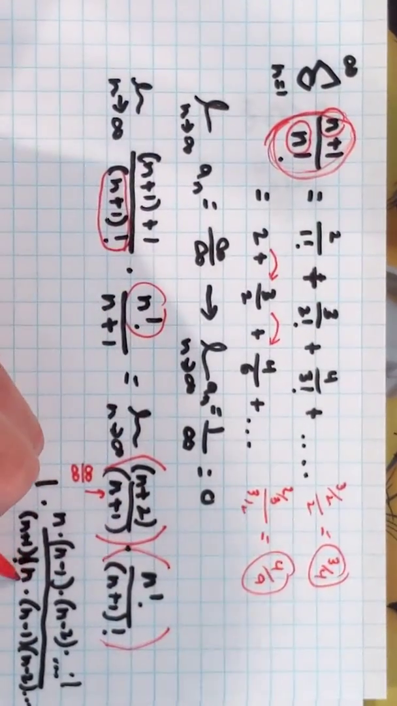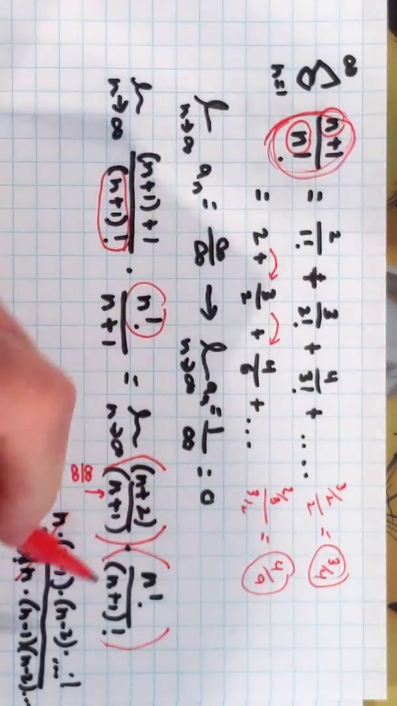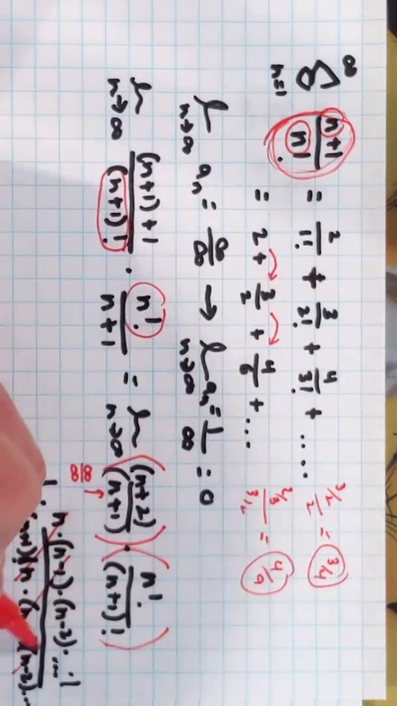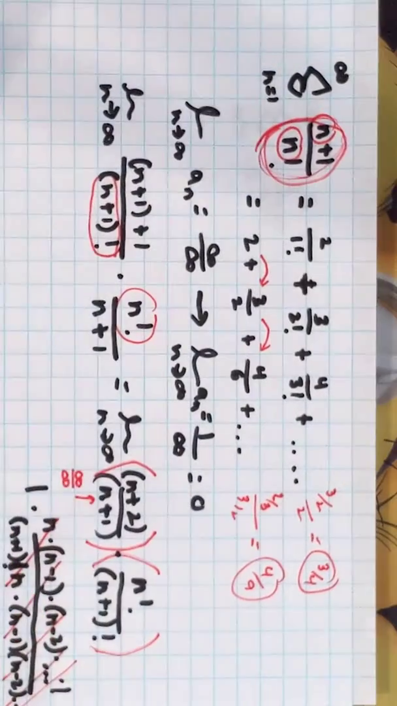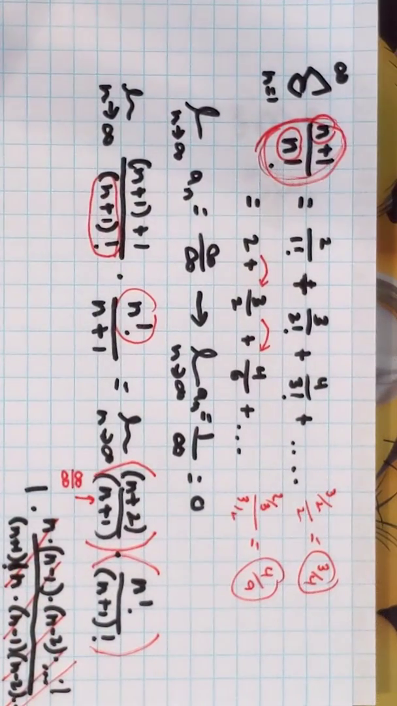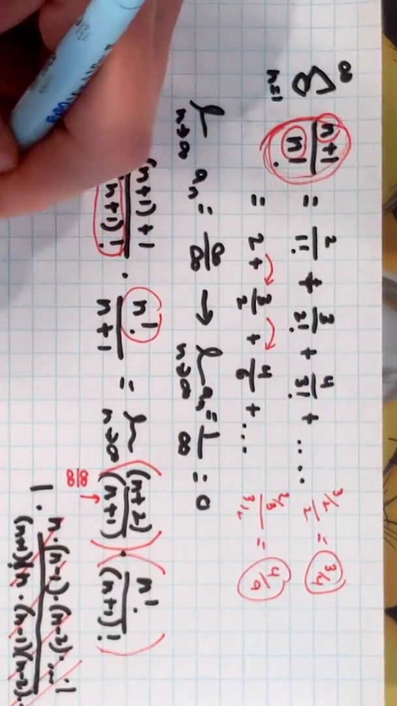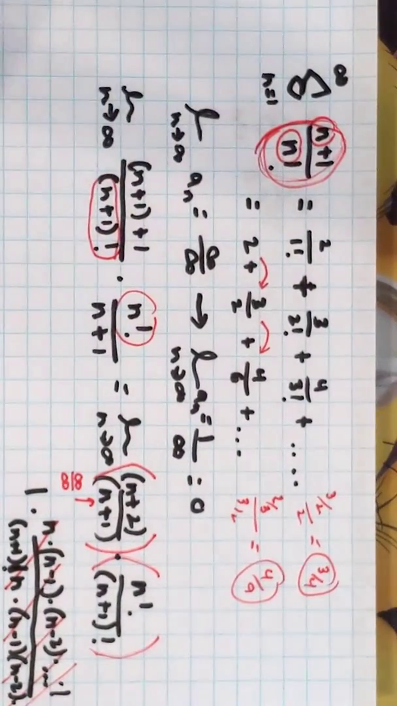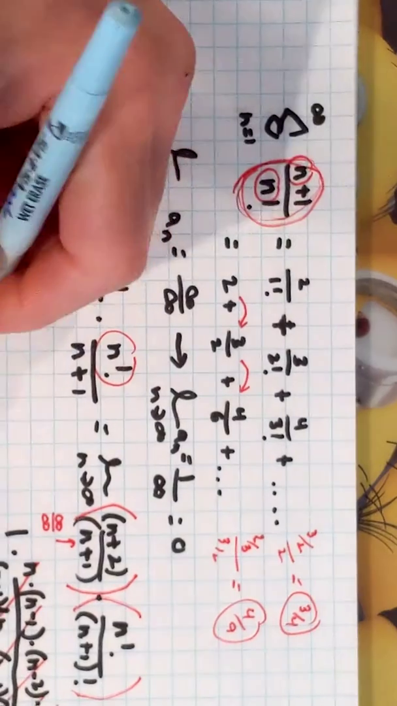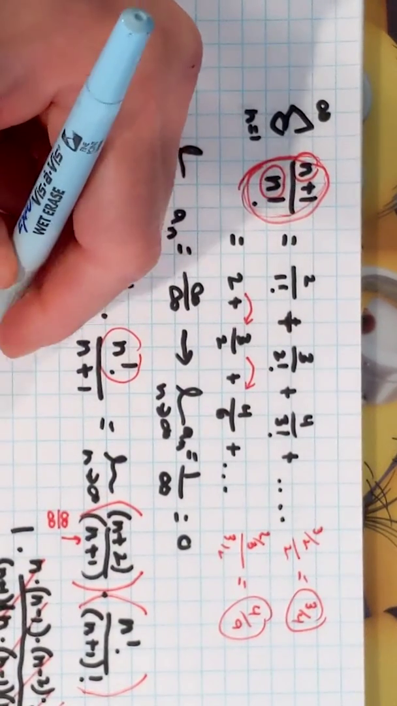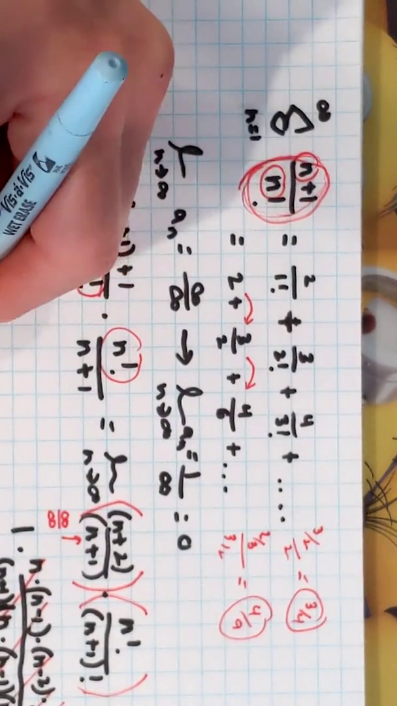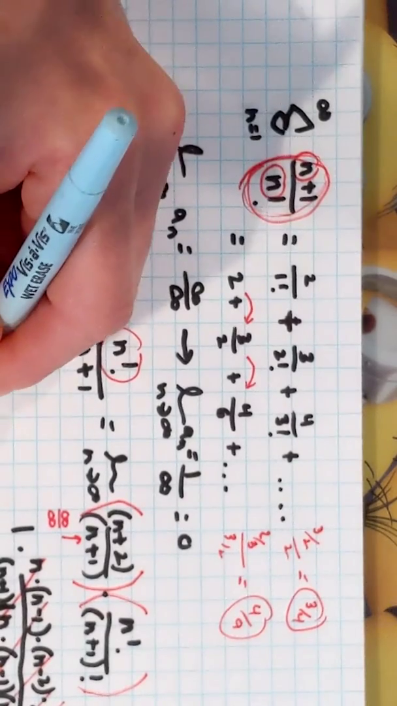But notice that I can reduce this because the n's cancel, n minus 1 cancels, n minus 2 cancels, and all terms after that will cancel, leaving me with the limit as n approaches infinity of 1 over n plus 1, which equals 0.